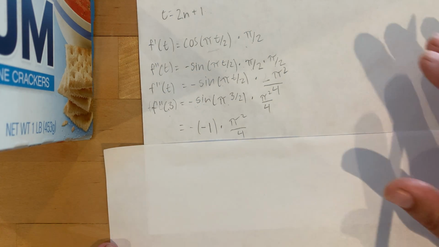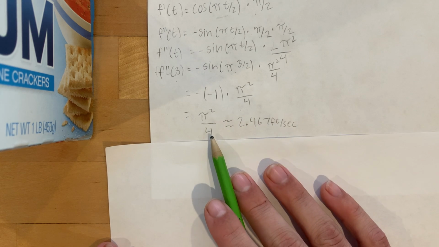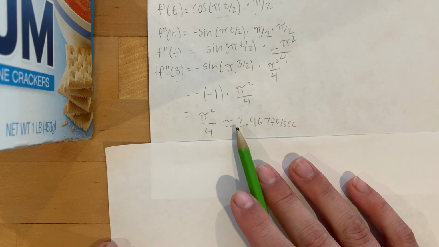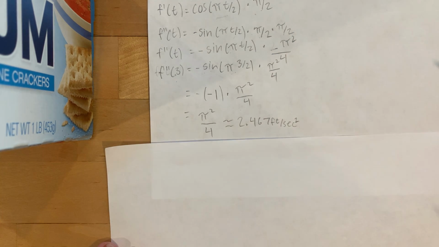And with this new function, we can simplify pi squared over 4, which is going to roughly equal 2.467 feet per second squared. And that will be our acceleration after 3 seconds.